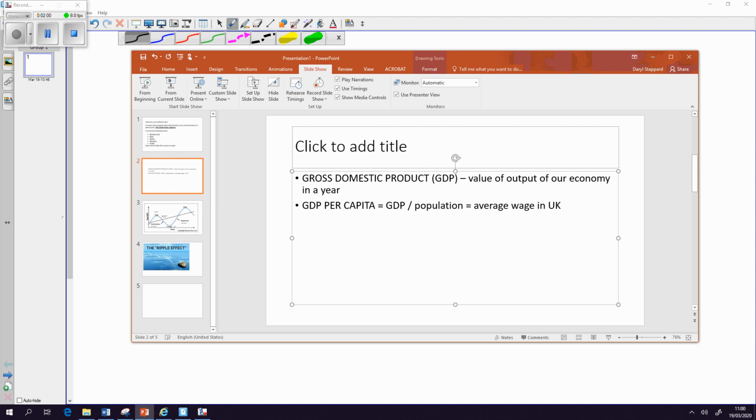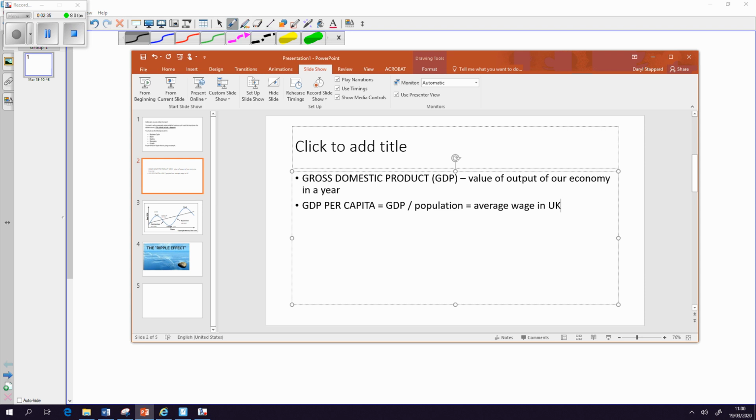Okay, so the GDP, as a reminder, is the value of all the different products produced by the people that live and work in our economy in a year. If we then divide this by the population, it gives us the GDP per capita, which is giving us a rough idea of what the average wage in the British economy is. So last year, our GDP was roughly £2 trillion. If we divide this by roughly the 65 million people that live and work in our economy, we get an average wage of roughly £27,000 per person per year.